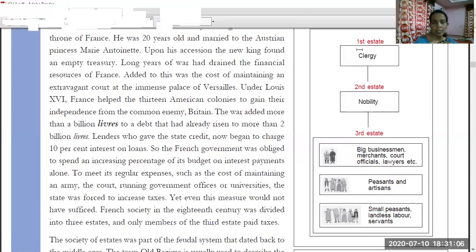First, clergy, and second, nobility. Third estate: big businessmen, merchants, court officials, lawyers, etc., peasants and artisans, small peasants, landless labor, and servants. So taxes were paid by only these groups. The clergy and nobility were not paying the taxes. They had exemption from paying taxes. The taxes were paid by only the third estate. It was the system in France.